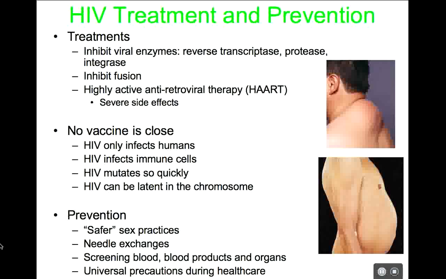Prevention includes, of course, safer sex practices. Using a condom is an excellent way to prevent HIV transmission. In fact, latex condoms and polyurethane condoms do an excellent job of preventing HIV transmission. Natural, the lambskin, all that kind of condoms, those don't do a very good job. They have very large pores in them. But latex condoms or polyurethane condoms do an excellent job of protecting against HIV transmission.